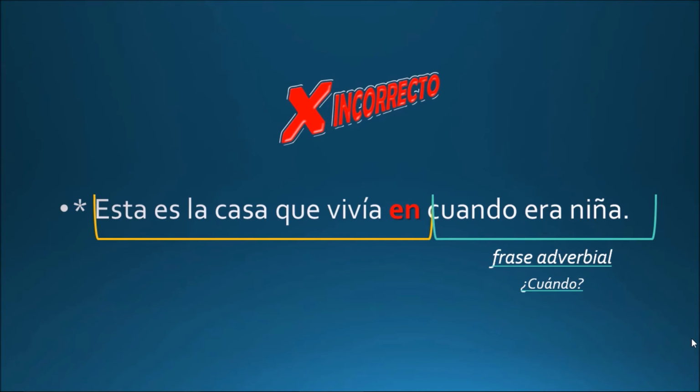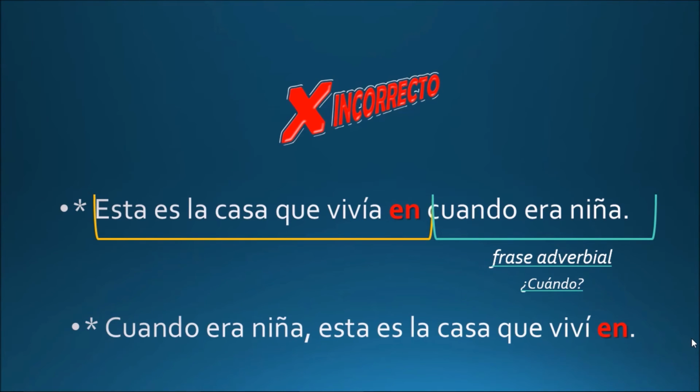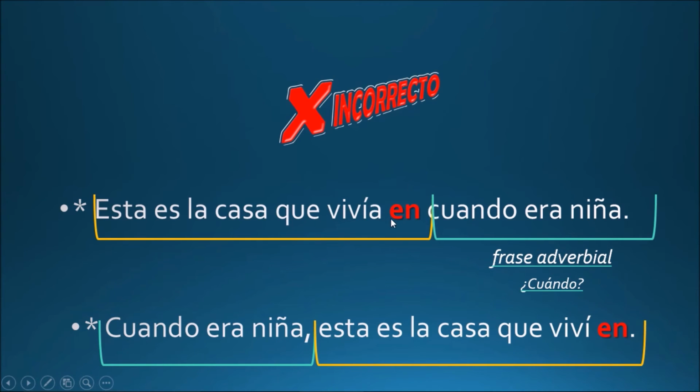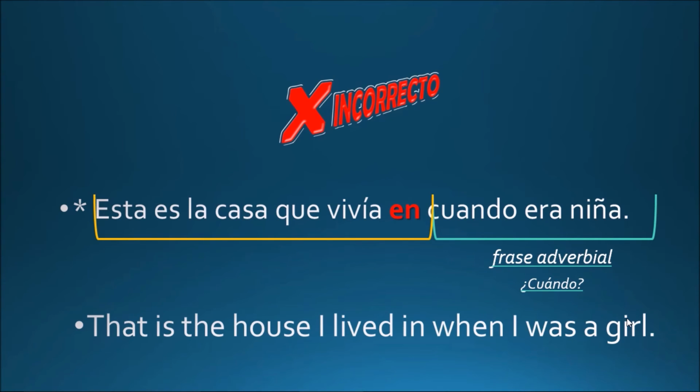Remember, adverb phrases tell us additional information that we're adding on to the main clause, like when, where, why, how. And they're even flexible where we put them. Like we could say cuando era niña at the beginning because it's not a part of the main clause. So as we see, we still are ending a phrase with a preposition, in. In English, that is the house I lived in when I was a girl.